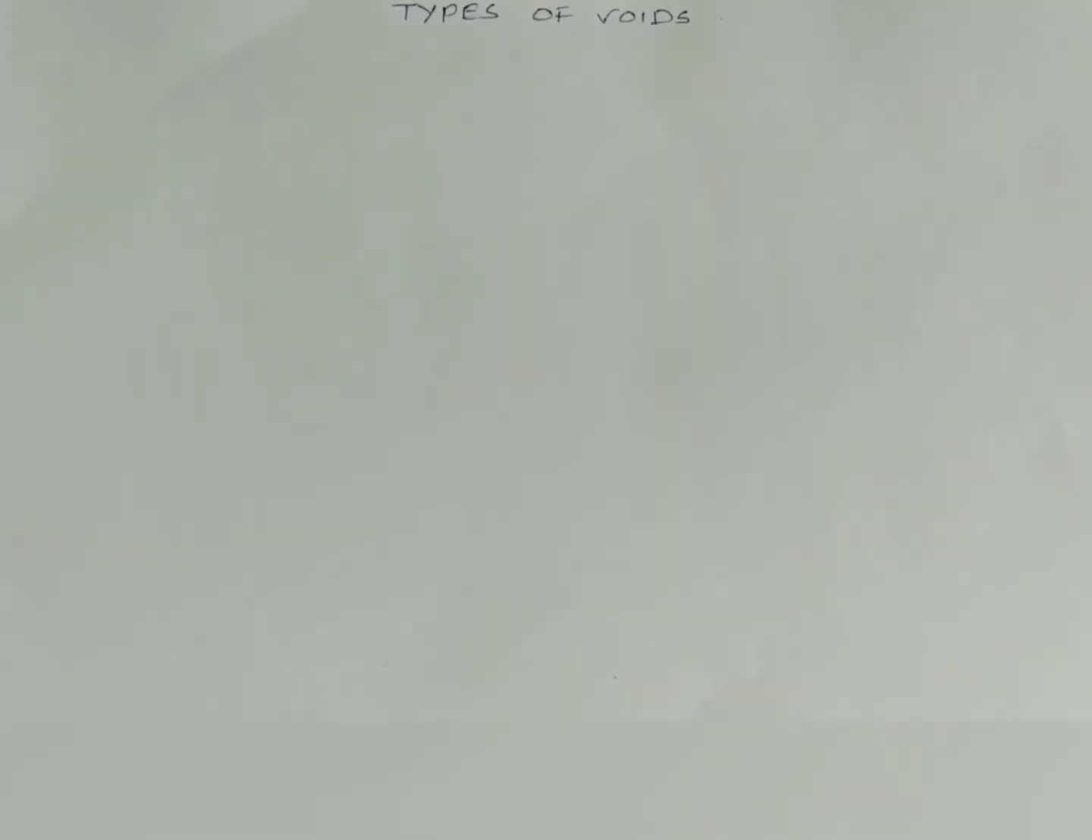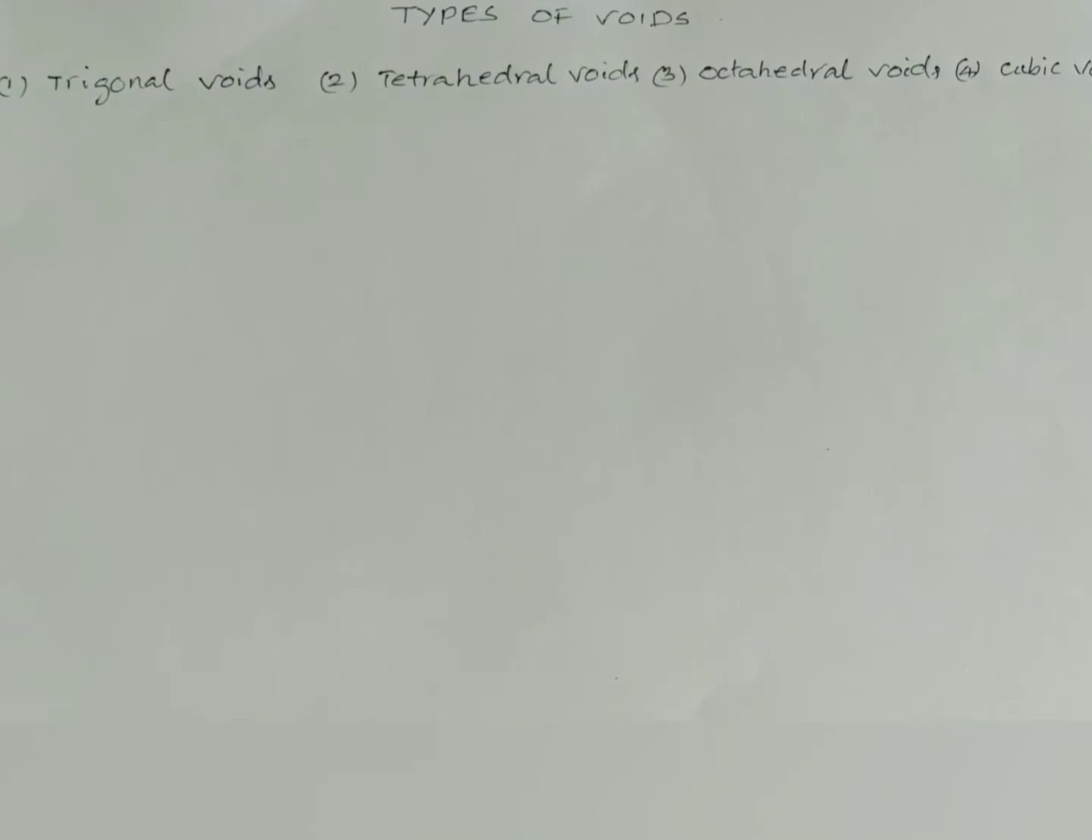In solids, the particles are closely packed due to strong attractive forces. Atoms, ions, or molecules are closely packed. In doing so, they leave some spaces in between them. So these spaces are known as voids. These voids are classified as trigonal voids, tetrahedral voids, octahedral voids, and cubic voids. So let us see in details.